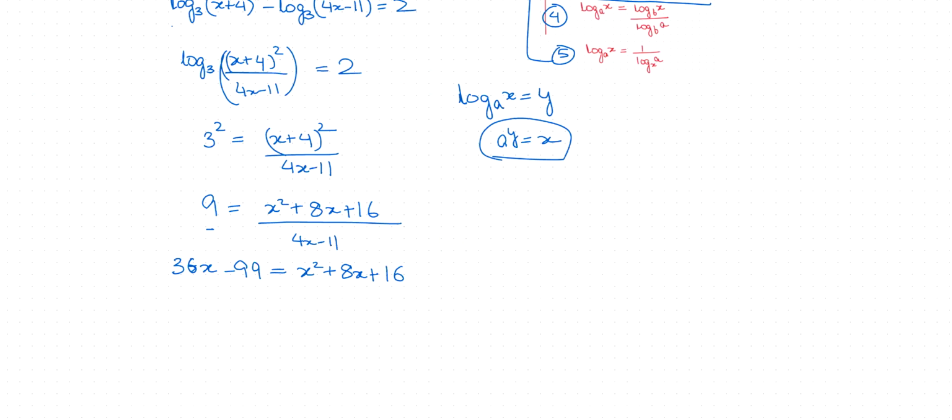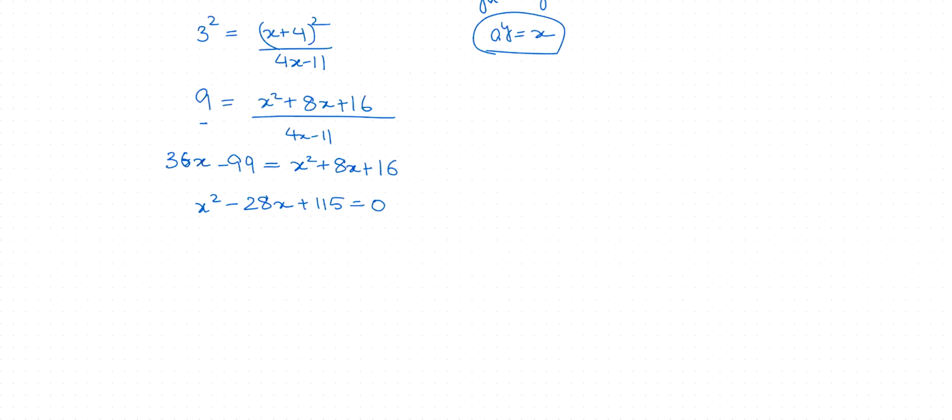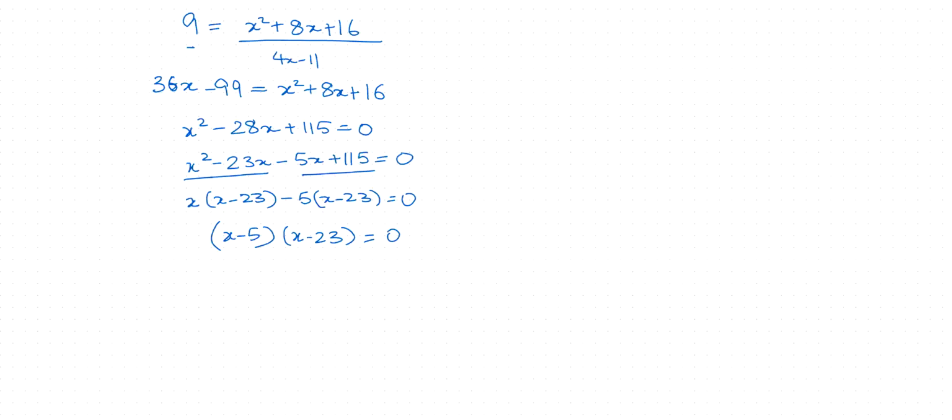Now further simplifying this, we get this quadratic equation. So now we can factor this. We know 23 times 5 is 115, and 23 plus 5 is 28. So when we simplify this quadratic equation, we get two values of x, which are 5 and 23. So these are the solutions of the log equation given here.